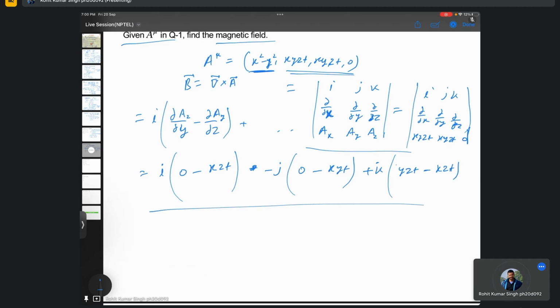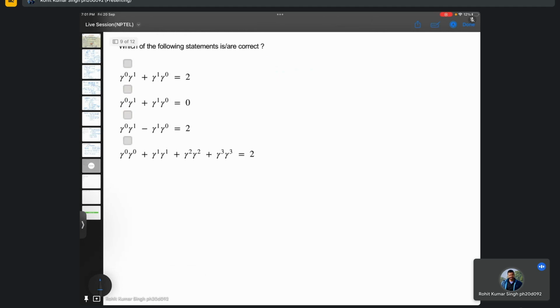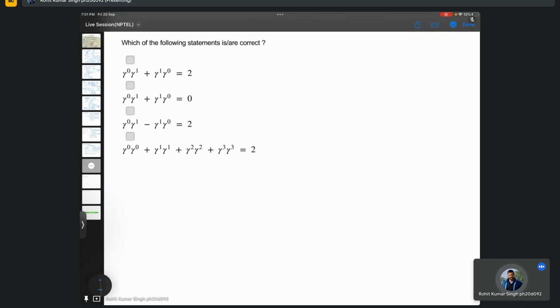Yeah, so this is it, I mean you can write it more. So magnetic field will be just minus xzt plus xyt, and for the z component you have, right. Okay, yeah, these are easy problems. Okay, now let's solve some problems on gamma matrices.